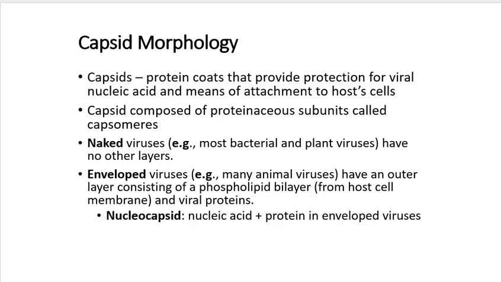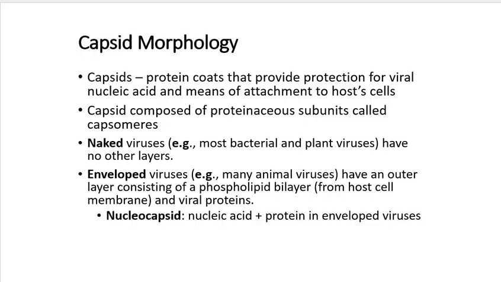All right. Then we have the capsid. This is the protein coat that provides protection for that nucleic acid, whatever one it is. And it's how the virus can attach to the host cells. It is composed of protein subunits called capsomeres. And again, you may have a naked virus or an envelope virus. Okay? Naked viruses don't have that outside envelope. Most bacterial and plant viruses are naked viruses. They have no other layer. It's just the nucleic acid and the capsid.